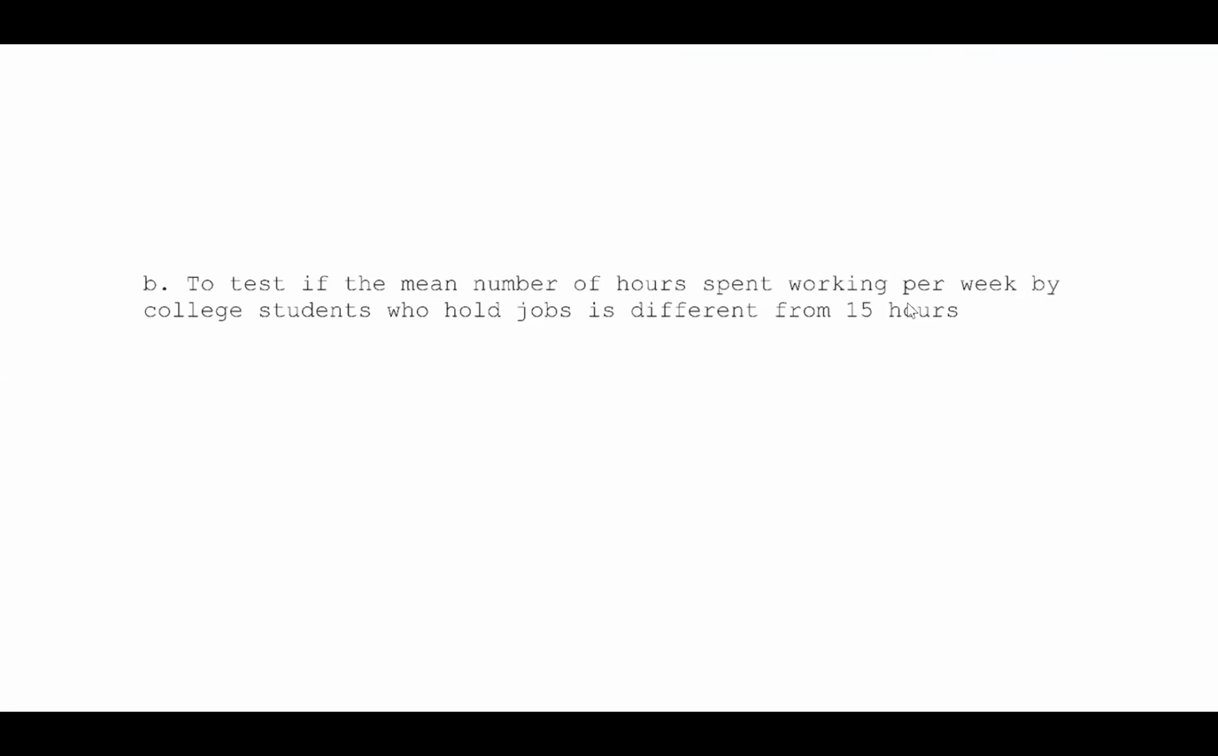So it says to test if the mean number of hours spent working per week by a college student who holds a job is different from 15 hours. All right, so if you look at this one, is the mean number of hours spent working per week. So we're going to say H0, HA. H0, we're going to say mean is equal to 15 hours. But if you look at my alternate hypothesis, the alternate hypothesis is you're going to state we don't think it's 15 hours. It could be greater than, less than, or not equal to. But in this one, since it's different, we're going to put not equal to 15. And that's it for that part B.